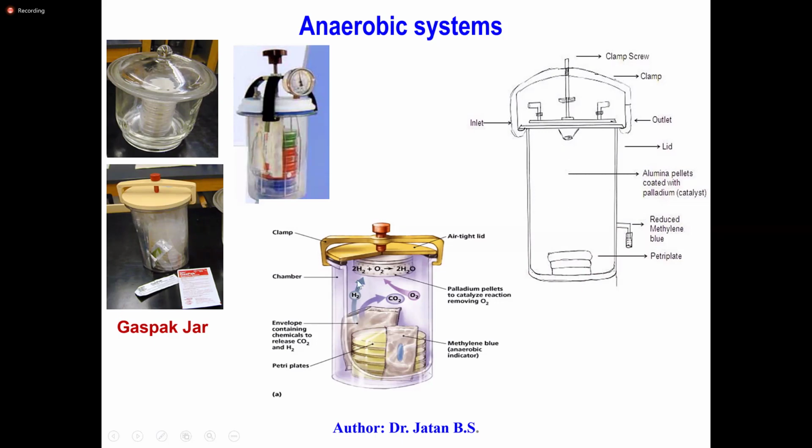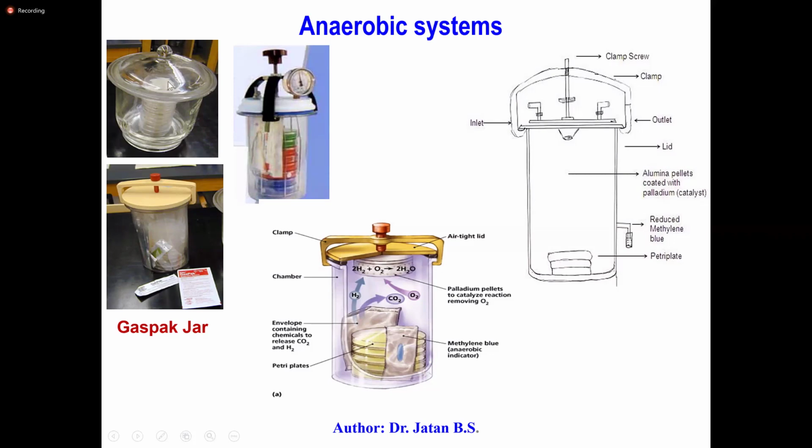And this is the gas pack system. This gas pack system also has some kind of chemical which is going to consume oxygen. If there is oxygen, then this oxygen will combine with hydrogen to form water. So all oxygen will be used and anaerobic condition will be maintained. When anaerobic condition is maintained in this gas pack system, this methylene blue, the anaerobic indicator, will become colorless. In this way, you can maintain the anaerobic environment to culture anaerobic organisms.